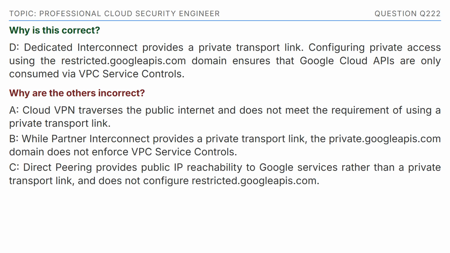Why are the others incorrect? A. Cloud VPN traverses the public internet and does not meet the requirement of using a private transport link. B. While Partner Interconnect provides a private transport link, the private.googleapis.com domain does not enforce VPC service controls. C. Direct peering provides public IP reachability to Google services rather than a private transport link, and does not configure restricted.googleapis.com.